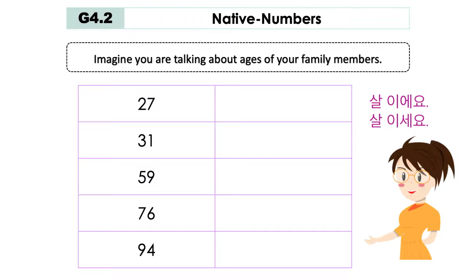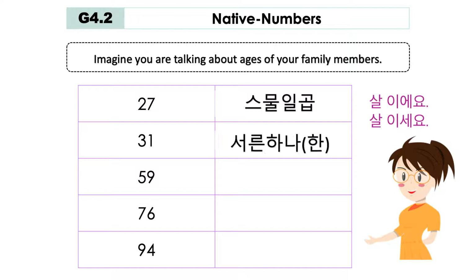So first of all, 27 years old, maybe your cousin, 27살이에요. Maybe another cousin, or maybe your uncle or aunt, 31 years old, and you say 31, but it should become 한 if you want to talk about age. So 31살이에요.